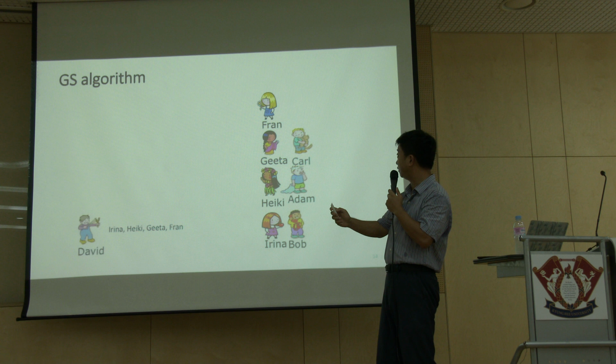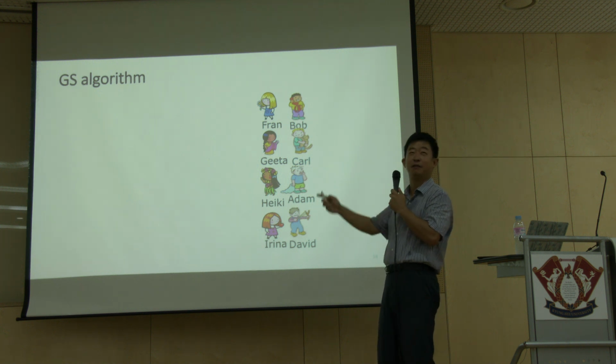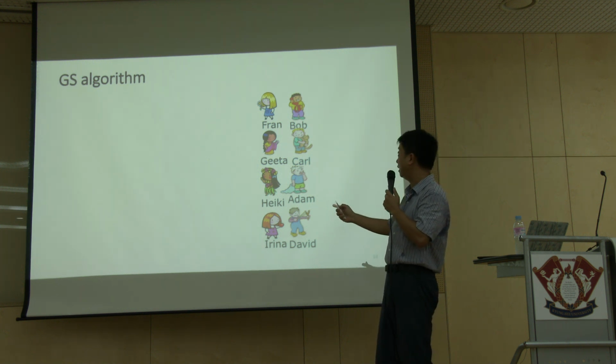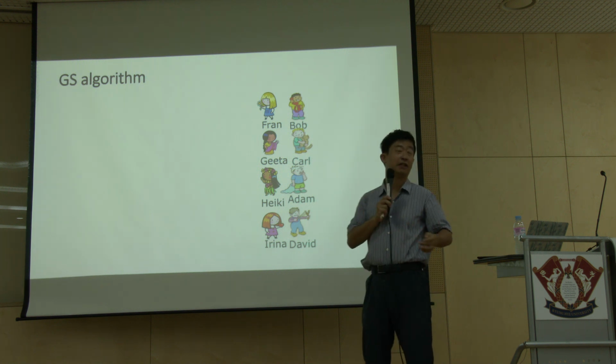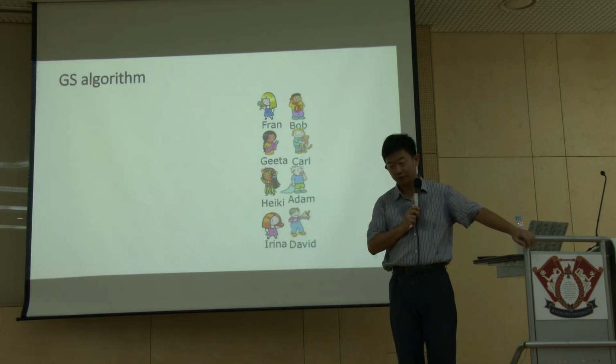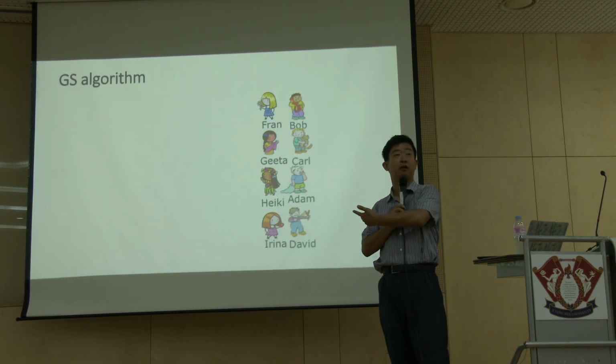And then David does the same story. And anyway, finally, this is a very simple solution. And finally, this is a converged solution. There's no unstable marriage, and there's no blocking pair here.